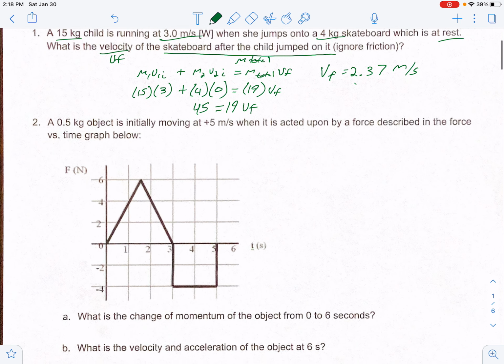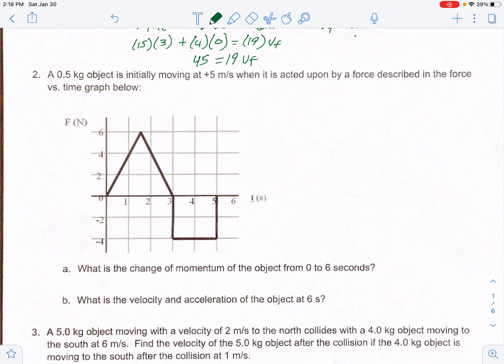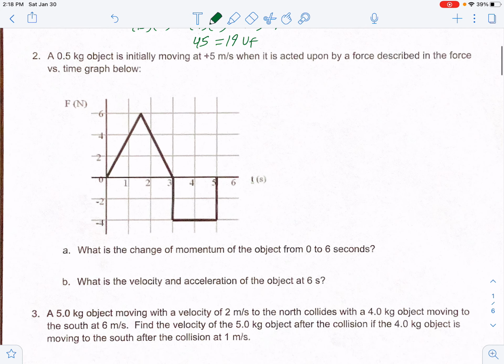Okay, number 2, so this is the graph equation. So the graph problem, we already did a lot of practice on this, so this should actually be pretty easy. They gave me a mass, so I'm going to go ahead and label that, and I have an initial velocity, so I'm going to label that. And then I'm going to start doing my areas under the curve.